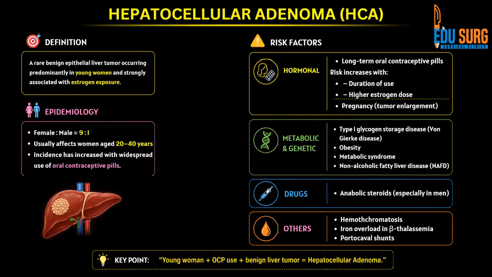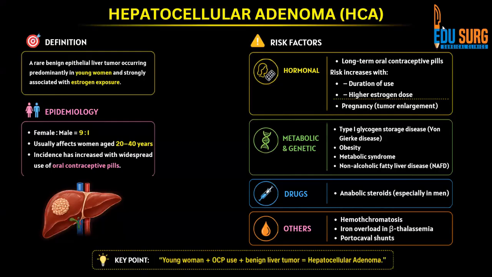Coming to the risk factors, hormonal risk factors are most common. Long-term OC pills, increased risk is with duration of use and higher estrogen dose. Pregnancy can cause sudden increase in the size of the tumor. Other than this, metabolic syndrome, including obesity and metabolic non-alcoholic liver disease, type 1 glycogen storage disease, anabolic steroids in men is a risk factor. Other than this, it is hemochromatosis or iron overload in beta thalassemia and patients with portocaval shunts. Important point to remember: if you see a liver SOL in a young woman with OCP use, you are looking at a hepatocellular adenoma.